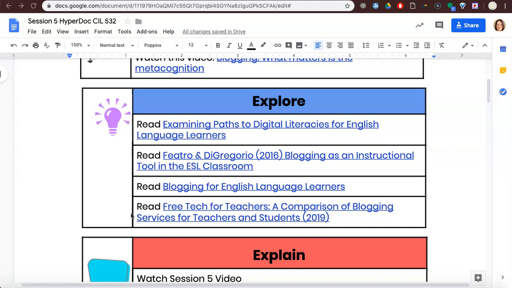Richard Byrne runs the website Free Tech for Teachers, which is a great resource. And in 2019, he did a comparison of all the blogging services for teachers and students. So he went through and made a chart that gives the pros and cons and features of several different blogging services. So you can narrow in on which blogging service might be beneficial to use with your students.